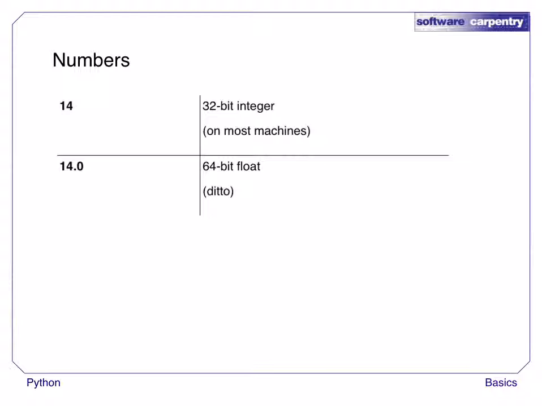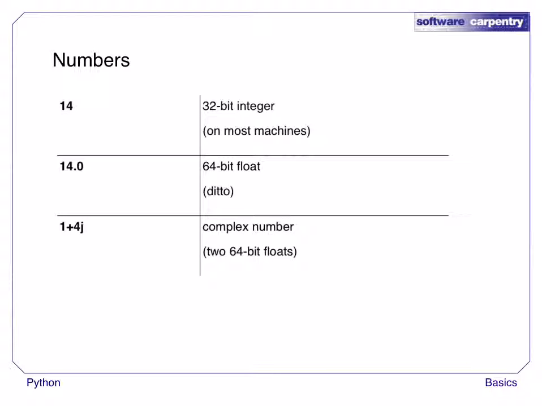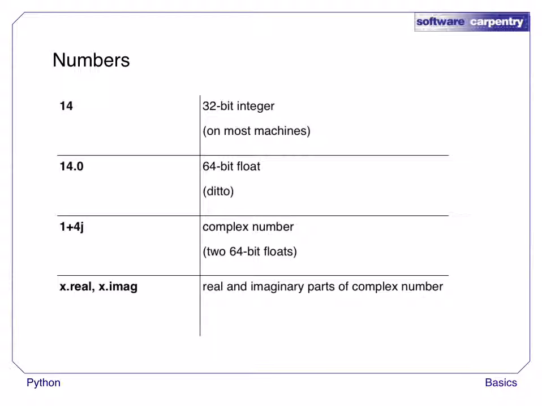And speaking of numbers, Python provides several types. We've got integers, which on most machines are stored in 32 bits. Python also provides floating point numbers, which are usually stored in 64 bits, and complex numbers, which are written using J for the imaginary part. These are stored in a pair of 64-bit numbers. So if x is a complex number, then x.real and x.imag are going to be its real and imaginary parts.